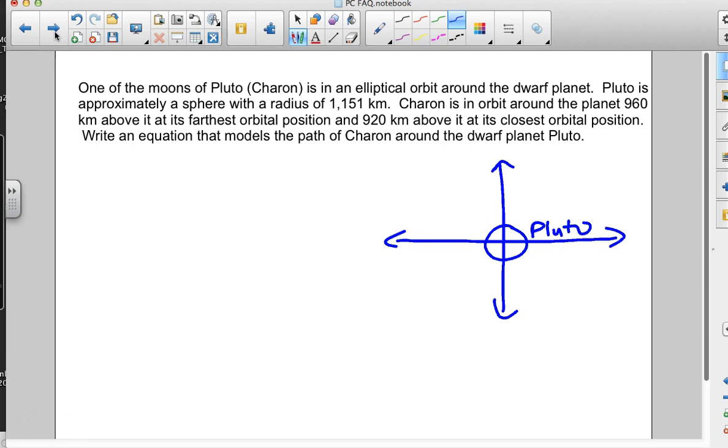Pluto is approximately a sphere. You know, in real life, nothing's ever perfect. It has a radius of 1,151 kilometers. So this right here, going in any direction, is 1,151 kilometers. Charon is in orbit about the planet 960 kilometers above it at its farthest orbital position. So I'm just going to go above right here.